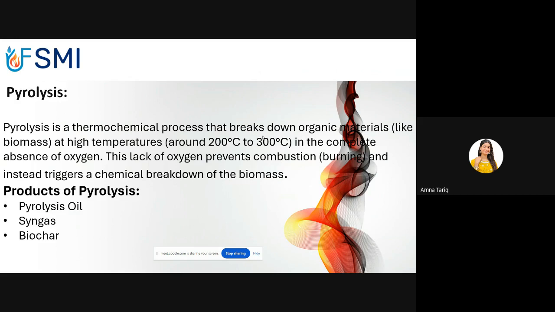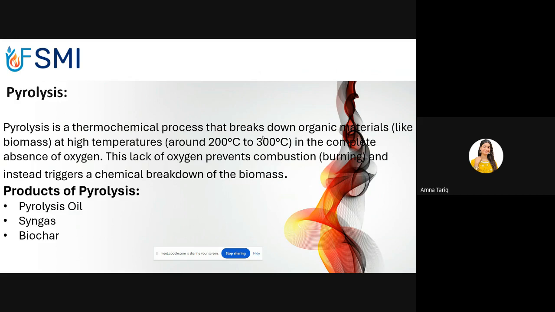Okay, to understand pyrolysis, imagine Taka, a farmer who wants to convert some of his crop waste into usable products. He cannot burn the waste directly because it might create air pollution.